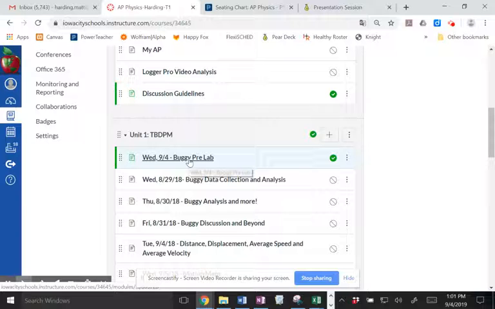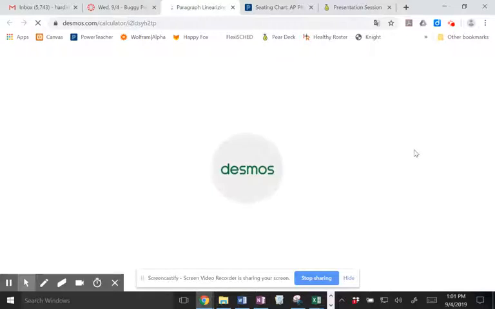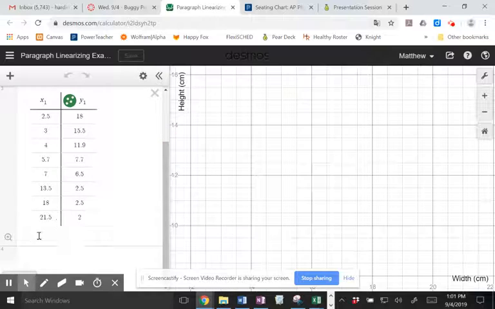All right, so Wednesday, September 4th, Buggy Pre-Lab. Click on the link in that first sentence, and that takes you to this Desmos. So, magic button time. This is a new feature of Desmos that they introduced partway through the year. When you've got a data set to plot, it might not be visible right away. Magic button over here, this is the zoom fit, this little magnifying glass. Hit that and see what happens.